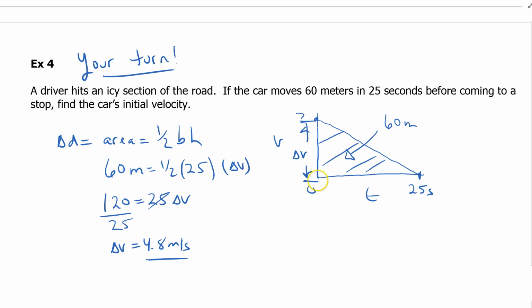Now because the velocity started at 0, then the final velocity, oh actually this is the initial velocity, isn't it? The initial velocity was equal to 4.8 meters per second. So in other words, because this side of the triangle is 4.8 and we started at 0, the top of this must be 4.8. Okay, cool, and there's your answer. Hope you did all right.